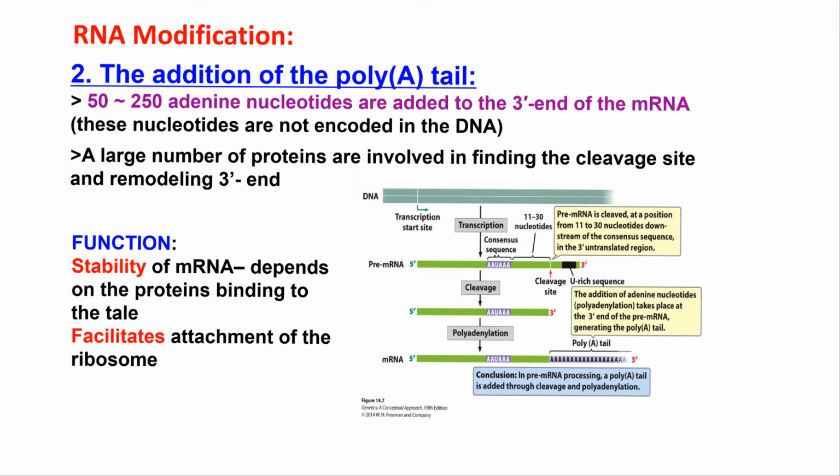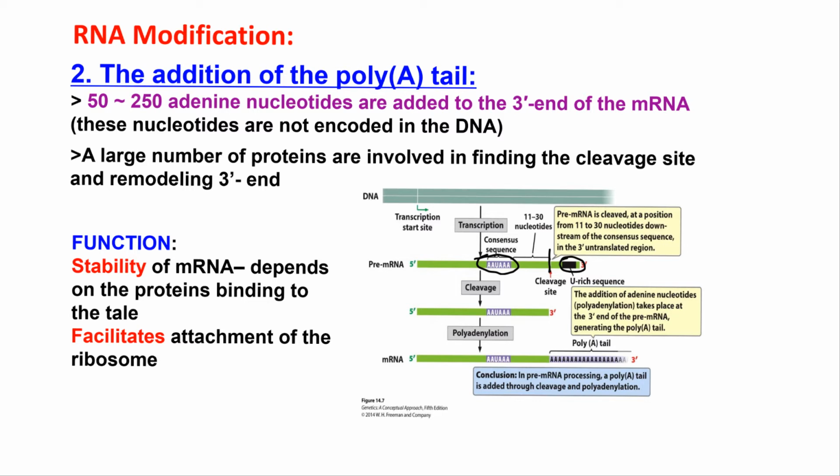One of them is represented by the consensus sequence AAUAAA, which is upstream of the cleavage site. Another one is downstream of the cleavage site, and it is a U-rich sequence. These sequences are recognized by proteins which bind and bring about cleavage right at the cleavage site. Afterwards, the enzyme associated with the polymerase adds adenine nucleotides to the 3' end of the cleaved mRNA and brings about synthesis of the poly-A tail.